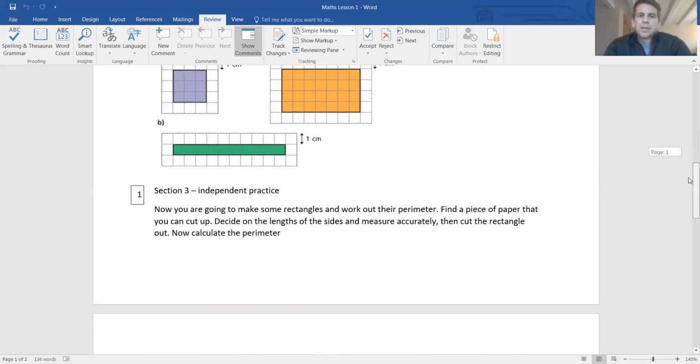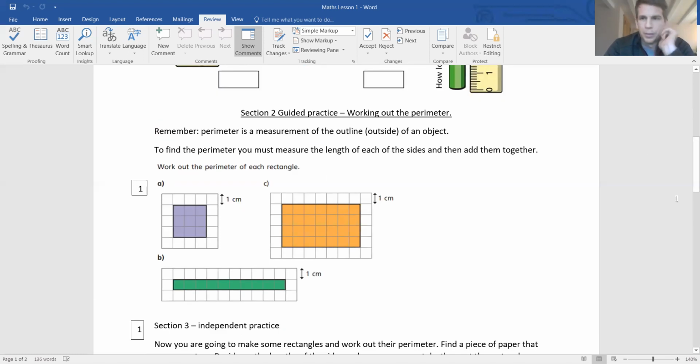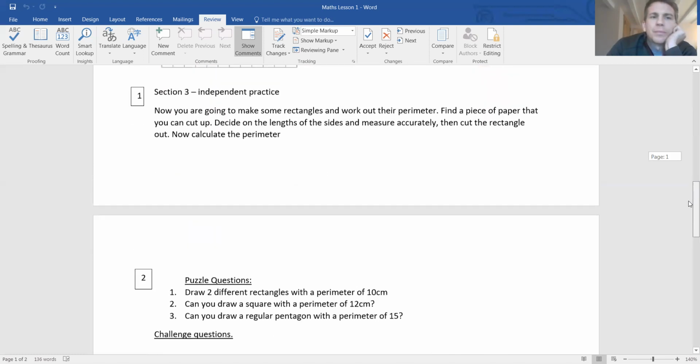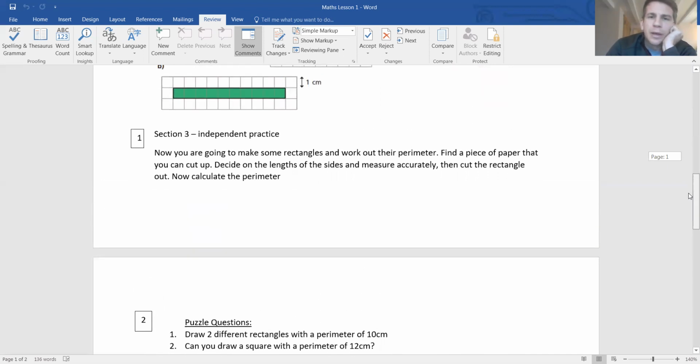Now, next, section 3, independent practice. So this is stuff you should be able to do on your own. It's not too different to guided practice. I've helped you a little bit with these. For the next ones, you're going to make some rectangles and work out their perimeter.